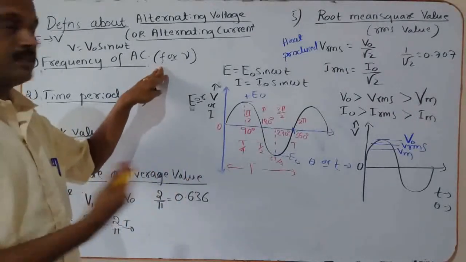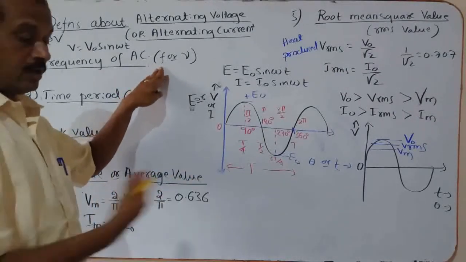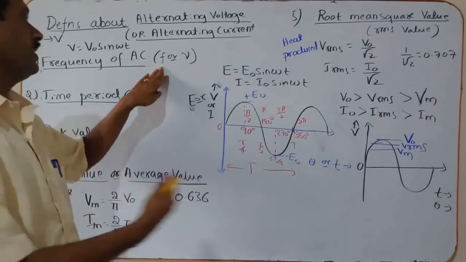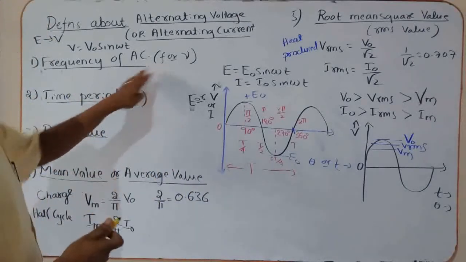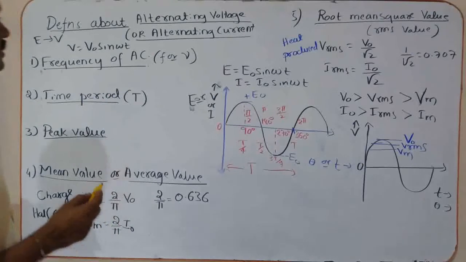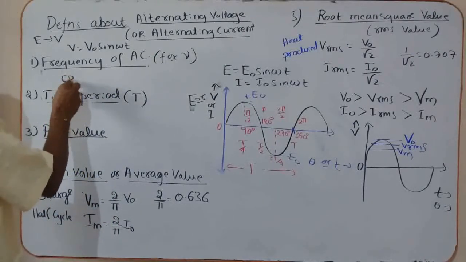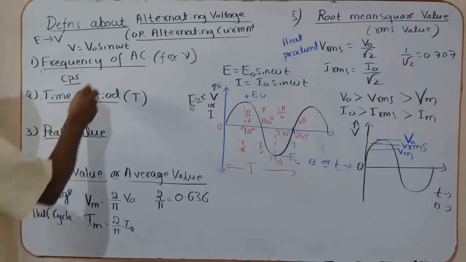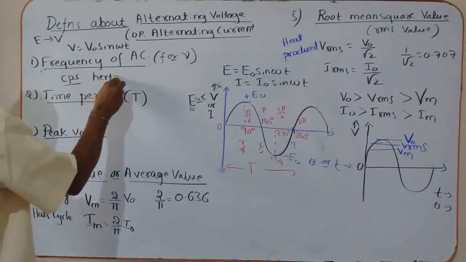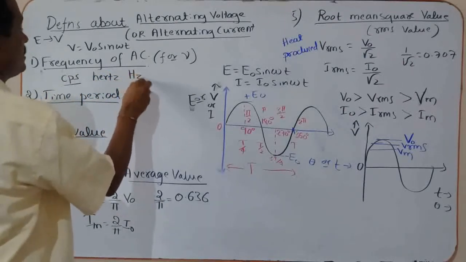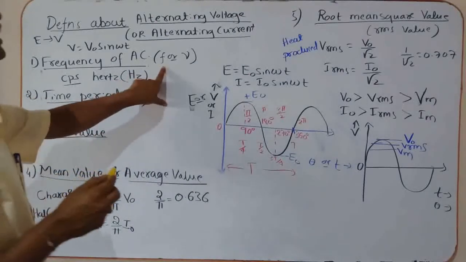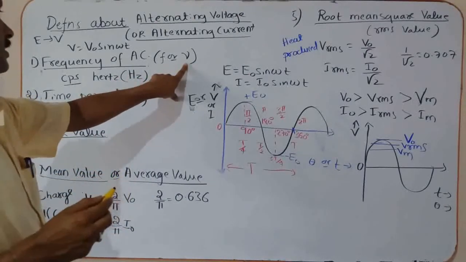The number of AC cycles per second, or the number of rotations of the armature coil in the AC generator per second, is also called the frequency of AC. It is measured in CPS, cycles per second, or hertz, Hz. It is represented by f or nu.